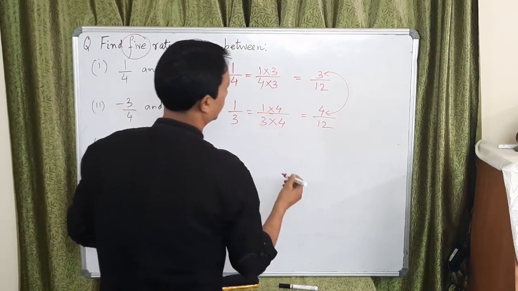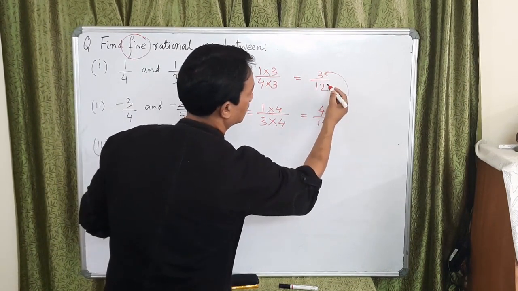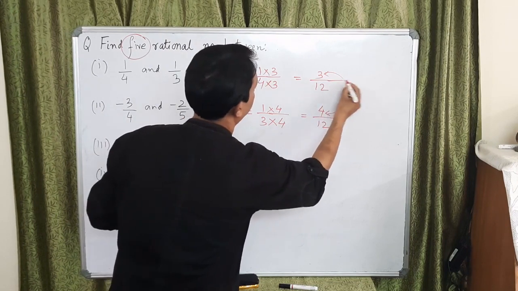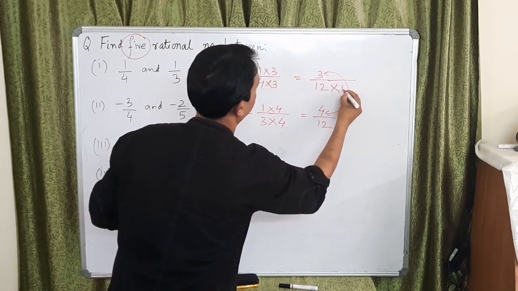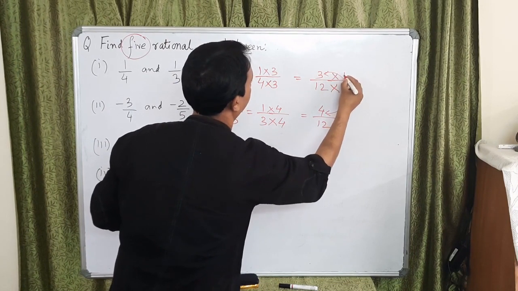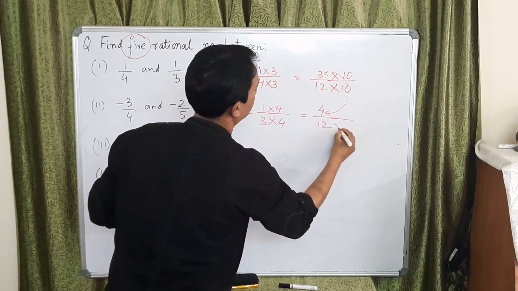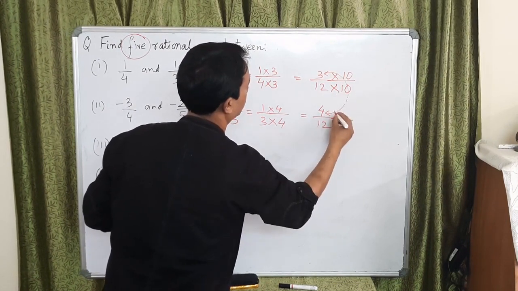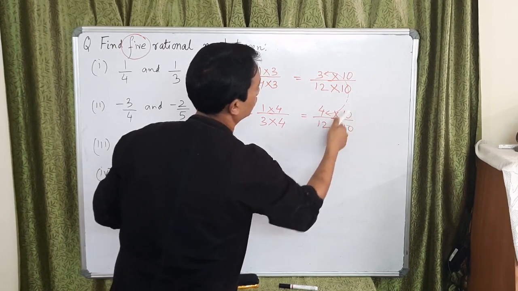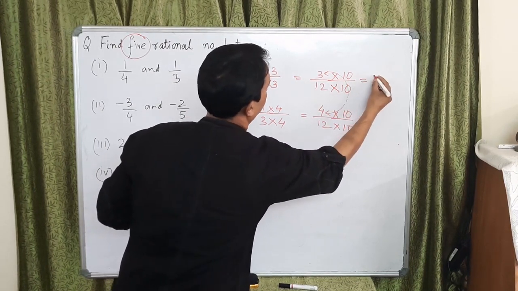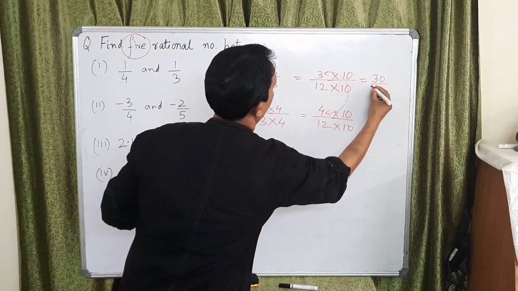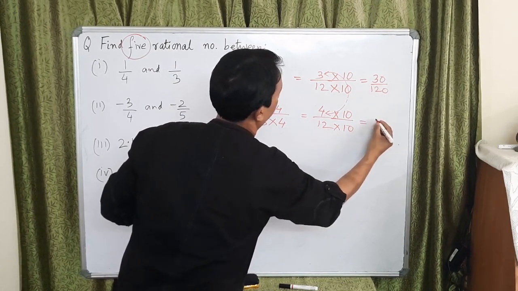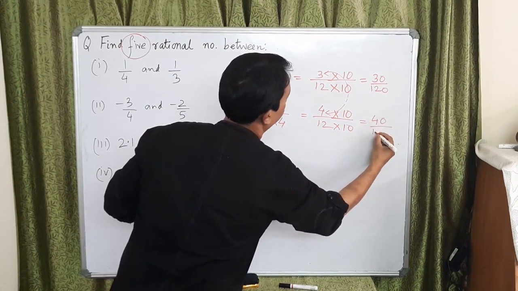But in order to find 5 or more, what we'll do is multiply both numerator and denominator by 10. Here also we will do the same. If you multiply by 10 there, we'll multiply by 10 here, so up and down, both numerator and denominator. So the number becomes 30 by 120. Now here it will be 40 by 120.